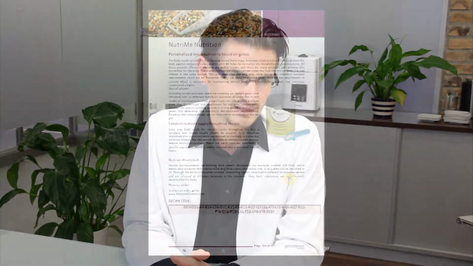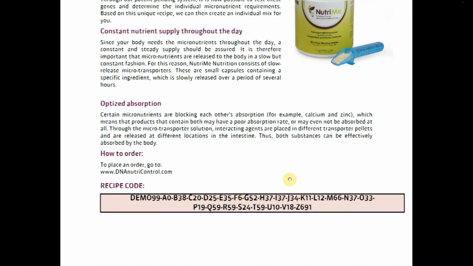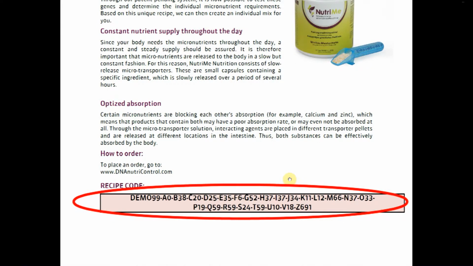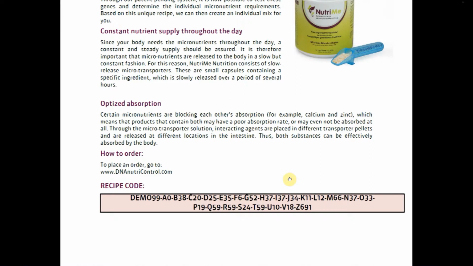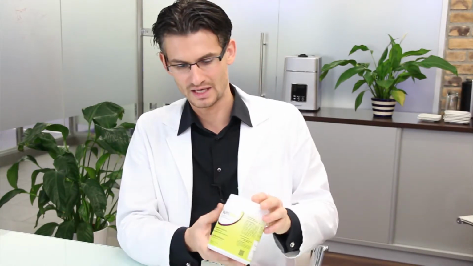And in order to order this, we have a website. That's the DNAnutriControl.com website, and there you need to enter a recipe code, because as you remember, this is unique based on your genes. So in the report you're going to find this recipe code. This is how it looks. It's unfortunately quite a long code, but there's a lot of information. You're going to have to enter this information into the form. And this contains, encoded, the information that we need to create this mix for you. So you order it, then you enter the recipe code, we create it, and we ship it to you.